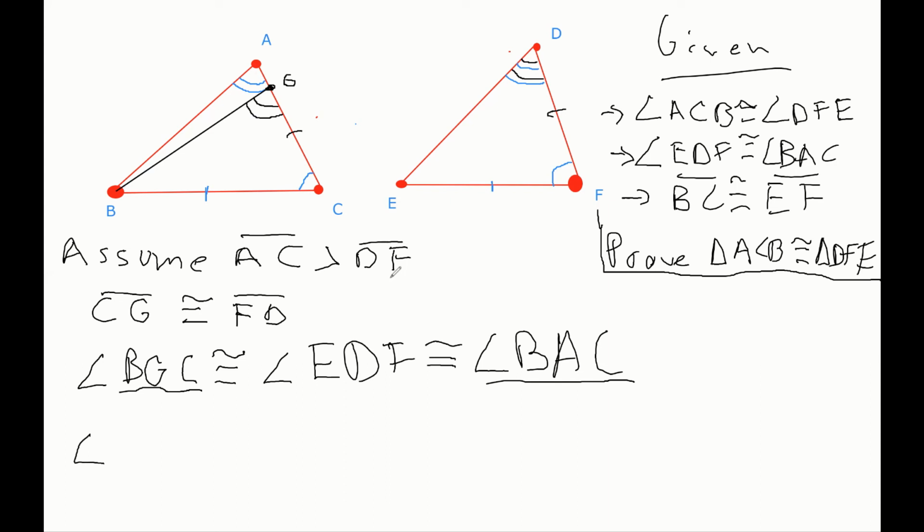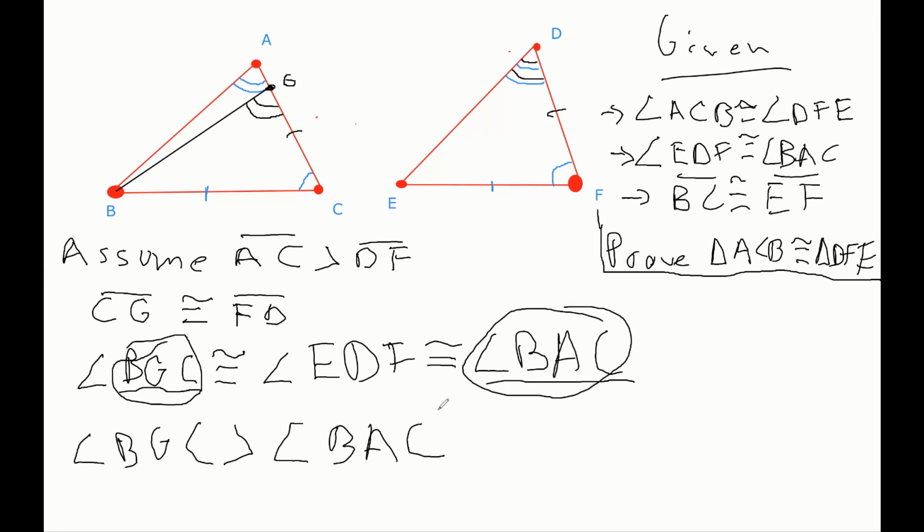So we know that angle BGC has to be greater than angle BAC. And this is an issue because we just showed that BGC right here and BAC were congruent, and in the next step we contradicted ourselves. So what does that mean? It means our original assumption must have been false. So that's this assumption right here.